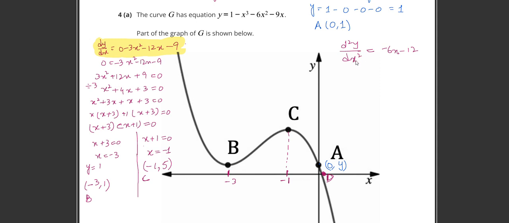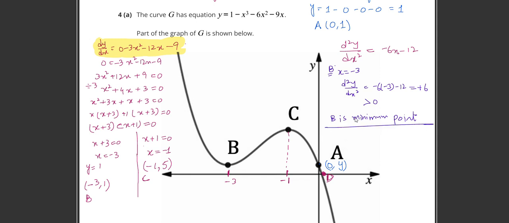So in order to find the nature, let's say for B, we would say that x is equal to -3. You put it in here. So d square y over dx square is equal to -6 into -3, and this is -12. And that is equal to +6. And you can say that it is greater than 0, positive, which means that B is a minimum point. When your second derivative is greater than 0, you say that this is a minimum point.